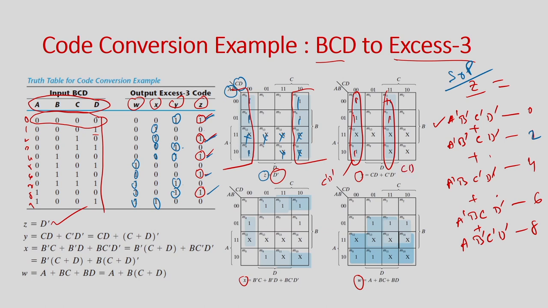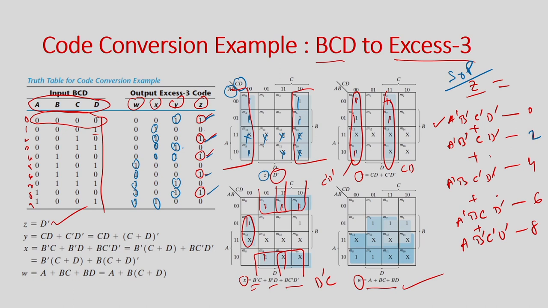Similarly for X, I can put all the 1s where the values are 1, you can cross check, and all the don't cares, and I can see that I can club these 2, which will give me B C bar D bar. Then I can club this with this, which will give me B bar C, and I can club this with this, which will give me B bar D. This way I also get the expression corresponding to W, which is A, B C bar D bar, B bar C, B bar D.